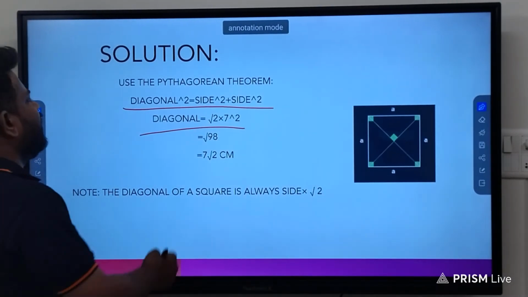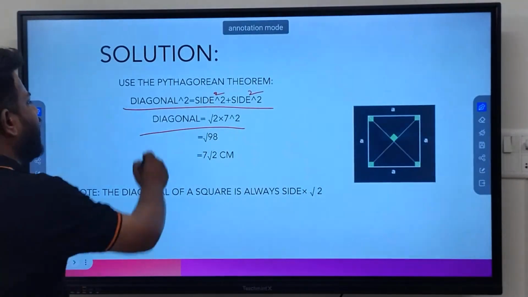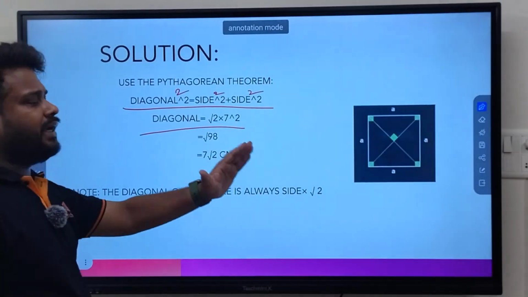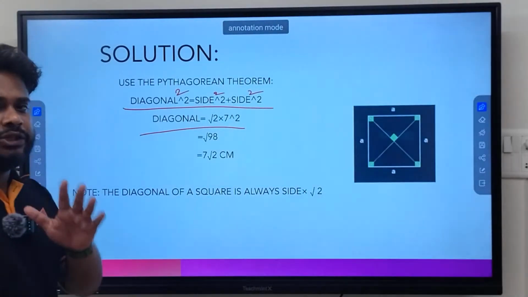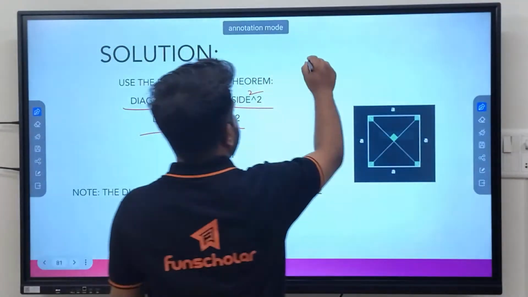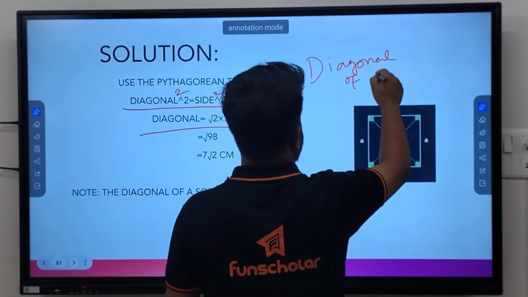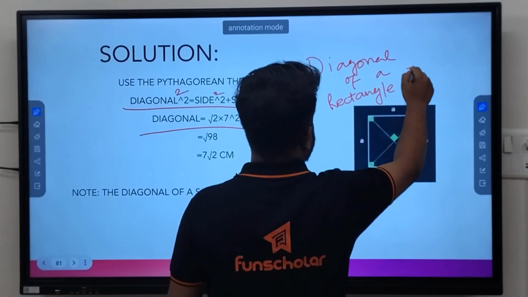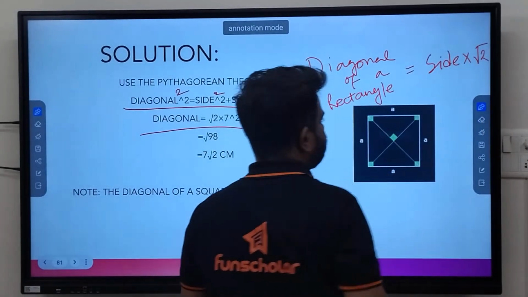They have just explained it, like writing that this side is squared, this side is also squared, and the diagonal is also squared. If we move the square across, then it becomes a root, just like this one. So they just explained the formula a little bit, but the formula is: diagonal of a rectangle equals side into √2, right?